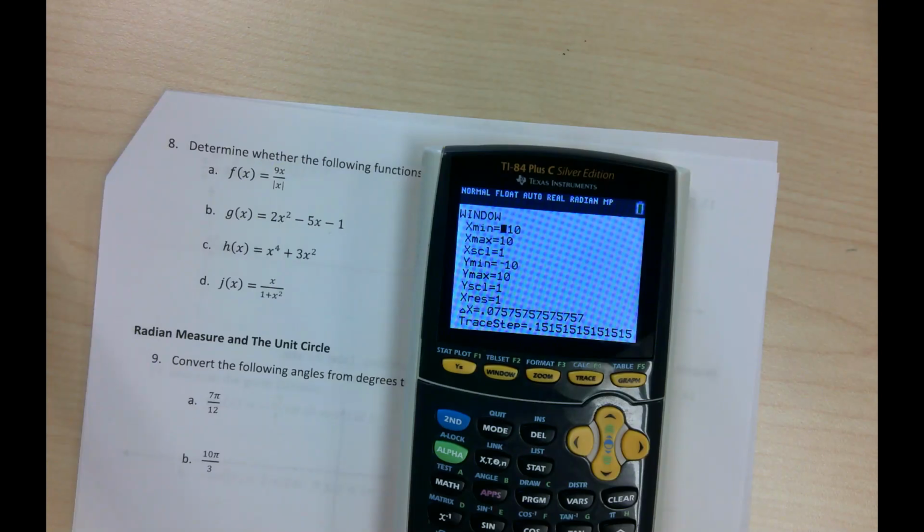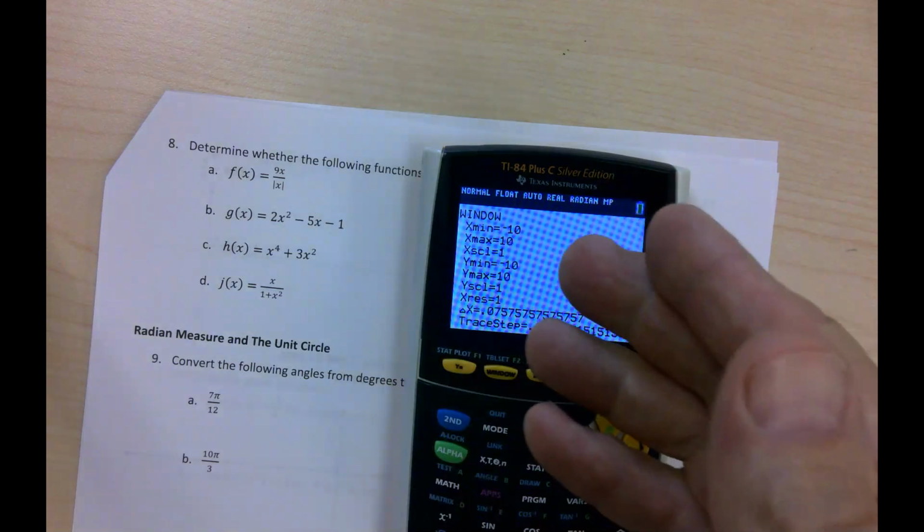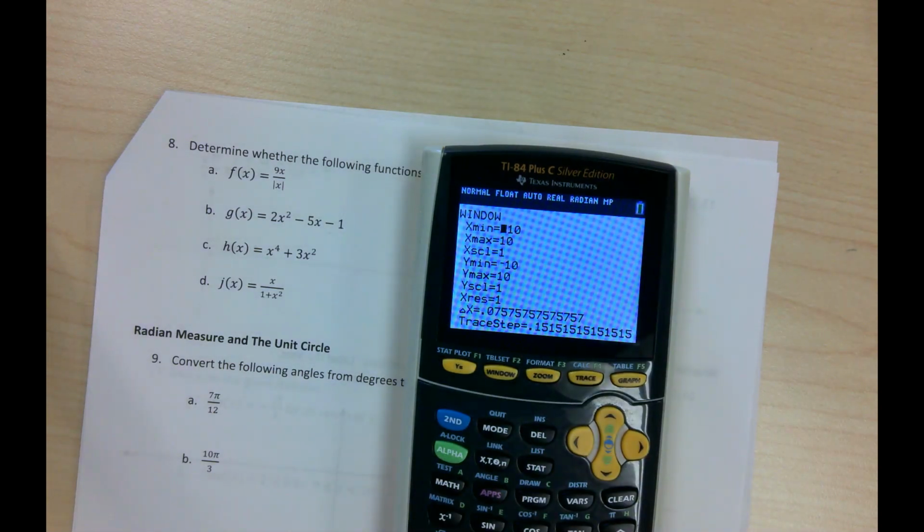Okay, so this is a question whether or not these functions are odd or even. So the best thing to do is to really get a visual. So we're going to type these into our calculators. I'm showing you the window that you should start with. Maybe we'll have to adjust it, maybe we won't, but I'm going to type it in and show you what's up. All right, so there's the graph.